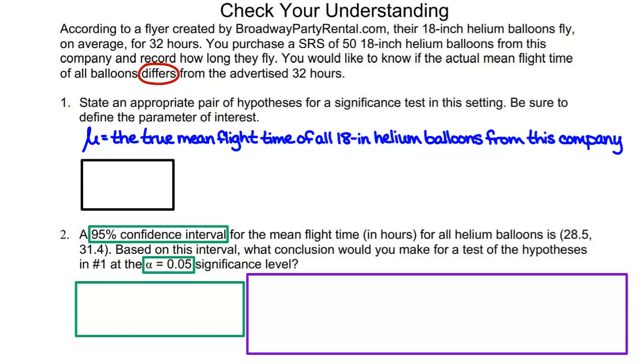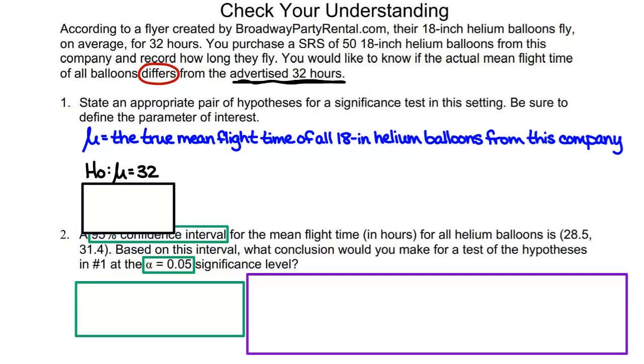What would an appropriate null hypothesis be? H0: mu equals 30. 30? 32. 32. Yep, because it says the advertised flight time is 32 hours. So that's their claim. And then our alternative hypothesis would be mu does not equal 32. Yes.